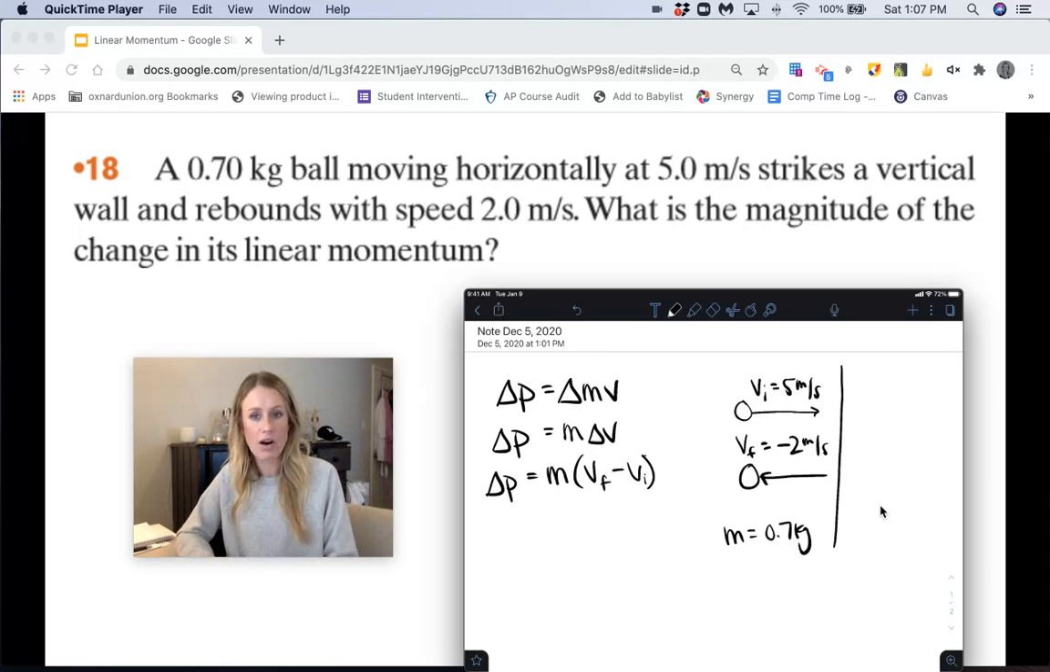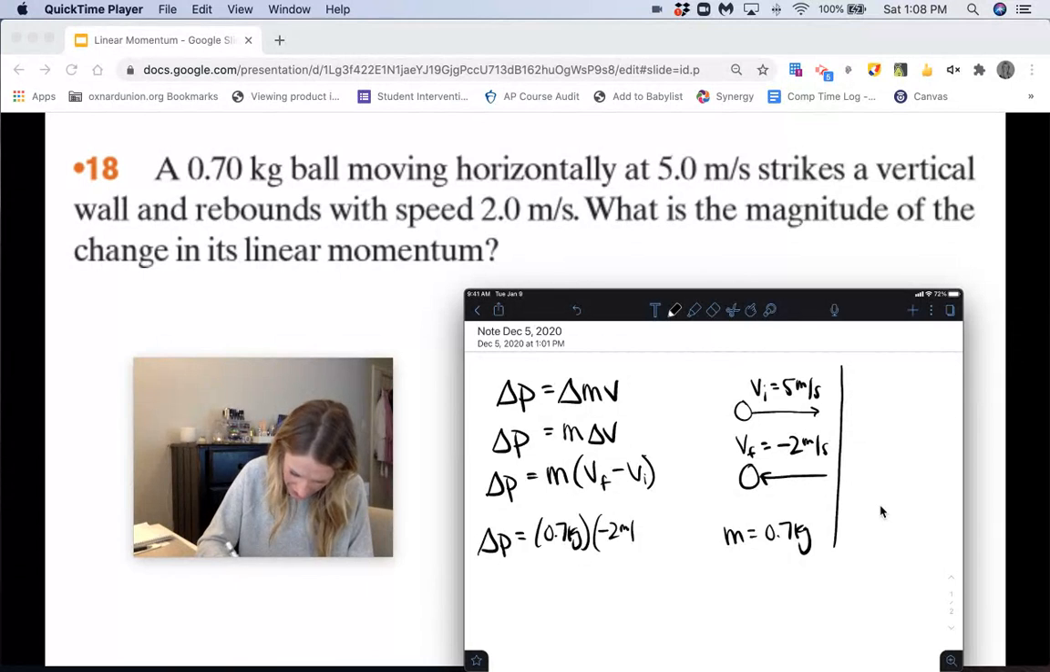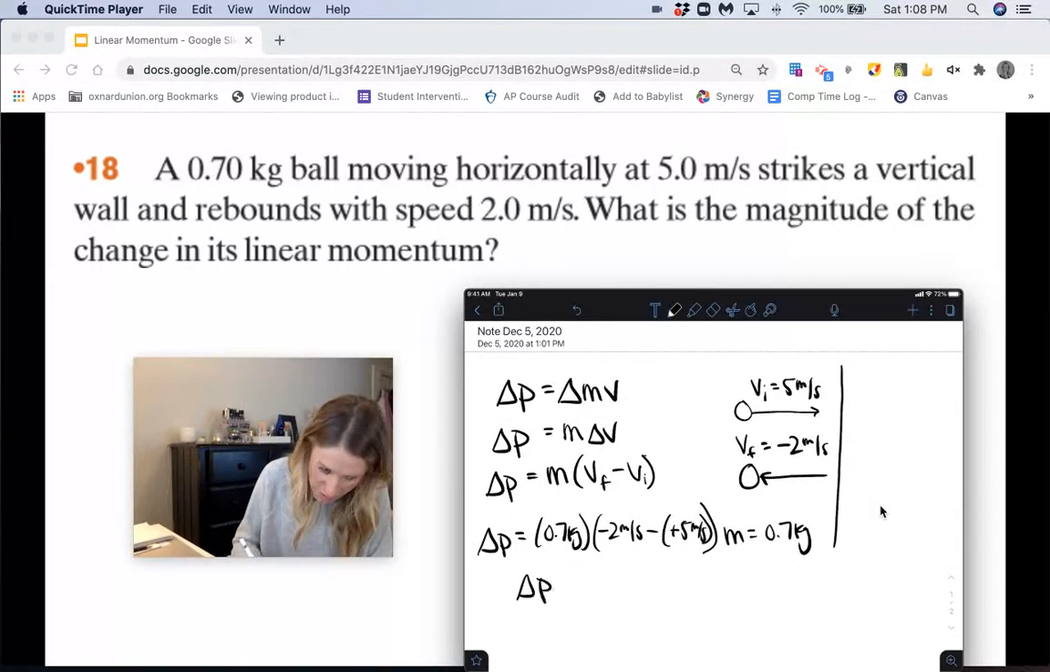So now we can plug in our numbers and we can find the magnitude of the change in its linear momentum. So we get change in linear momentum is equal to mass, which is 0.7 kilograms, times final velocity, which is negative 2 meters per second, minus initial velocity, which is positive 5 meters per second. So minus a positive 5. So we end up getting 0.7 times the quantity negative 2 minus 5, and we end up getting a change in momentum of negative 4.9 kilograms times meters per second.